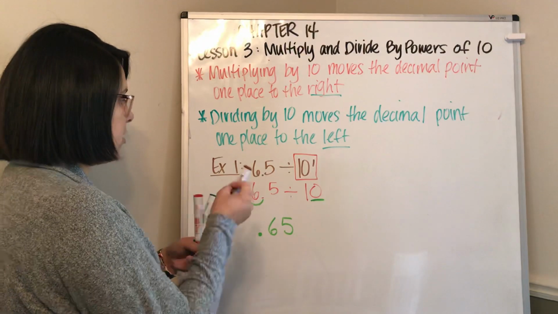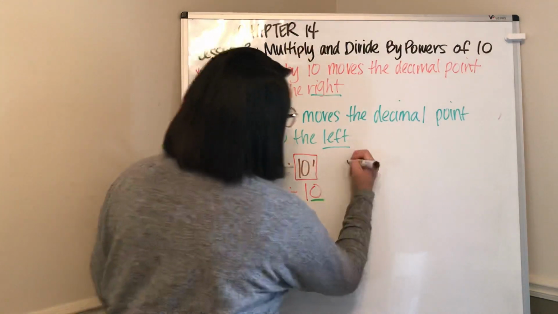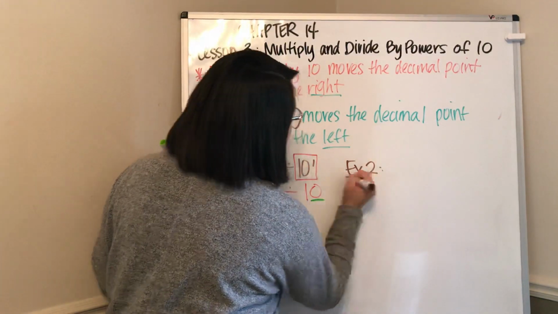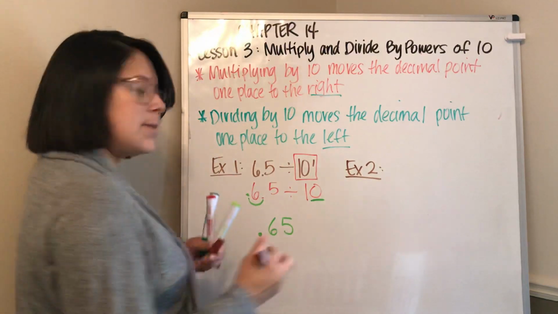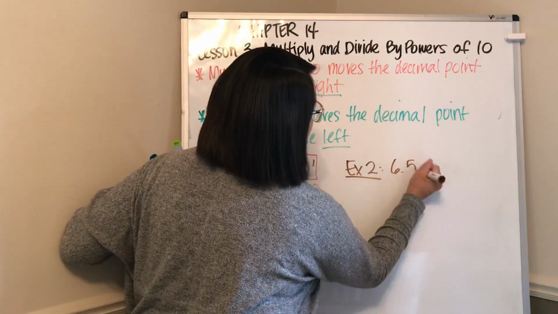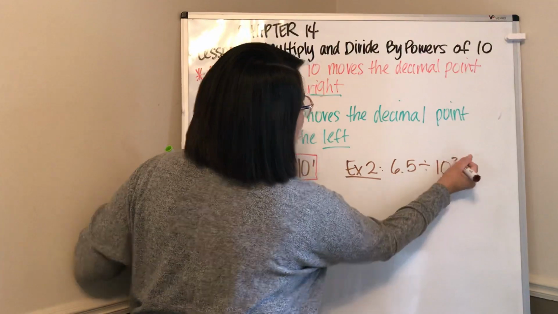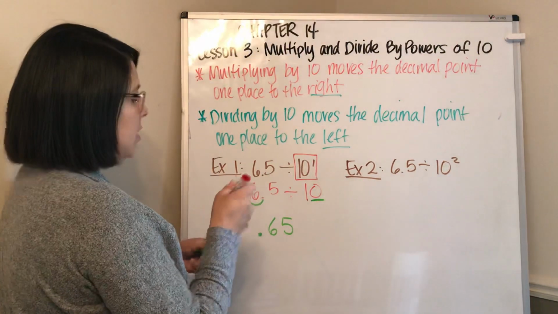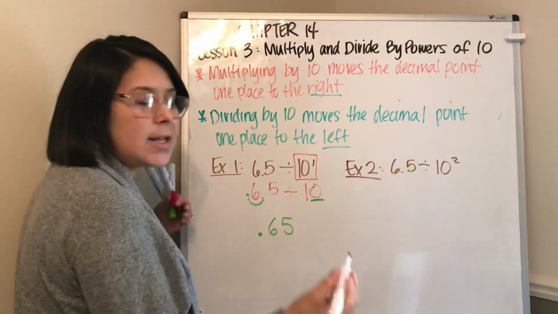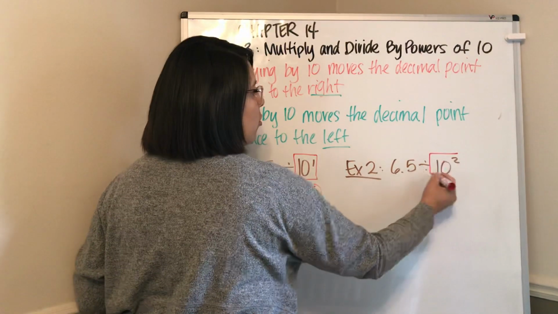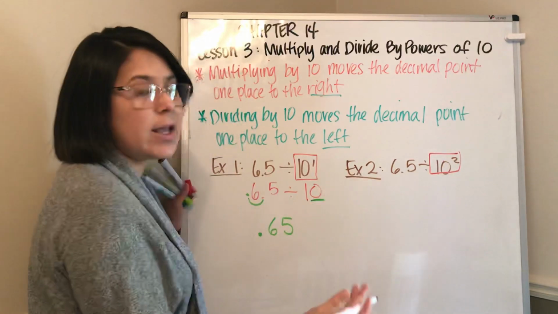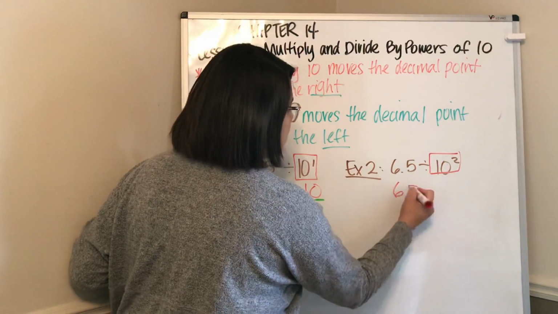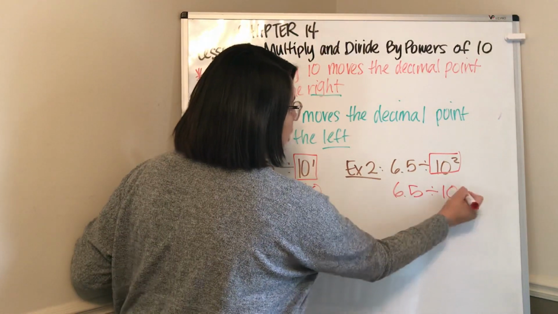Okay, I'm going to do another example over here. So example 2, 6.5 divided by 10 to the second power. Okay, so again, the first thing that I need to do is figure out what is 10 to the second power. According to my chart, that's 10 times 10, which is 100. So we got 6.5 divided by 100.